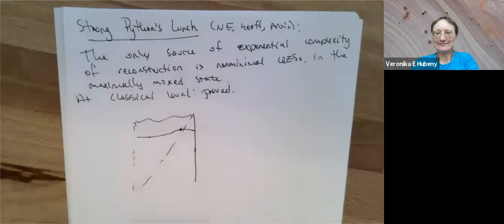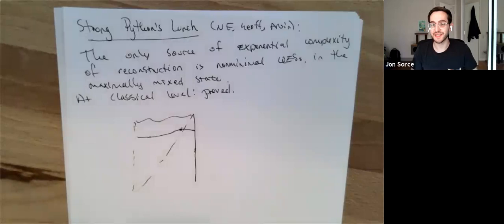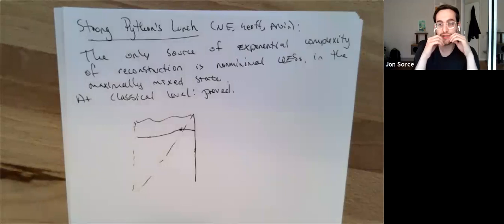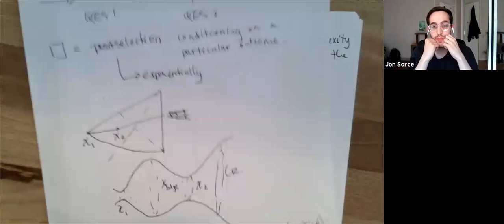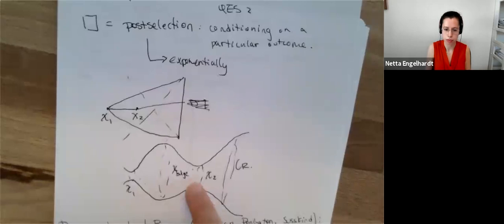Excellent. So we have a few minutes for questions for Netta. I have a few questions, but maybe I'll start with one and give other people a chance as well. Would you go back one page to where you drew the Python's lunch, the bulk? I just have a question about what we might call the covariant Python's lunch. So you mean this picture here? Yeah, the spacetime picture.